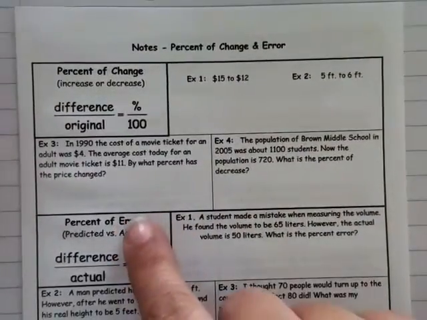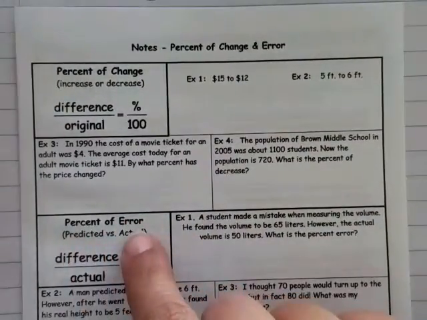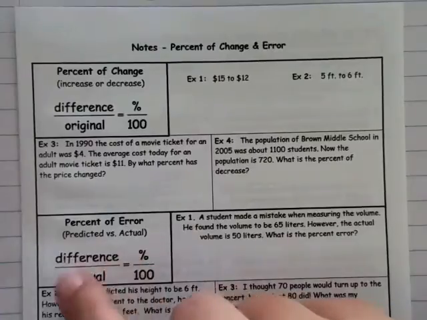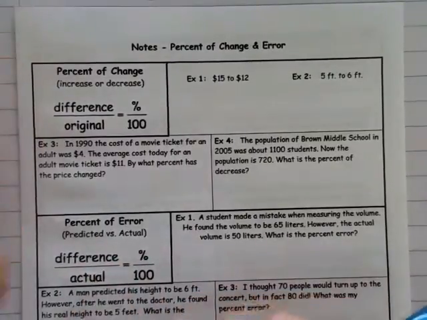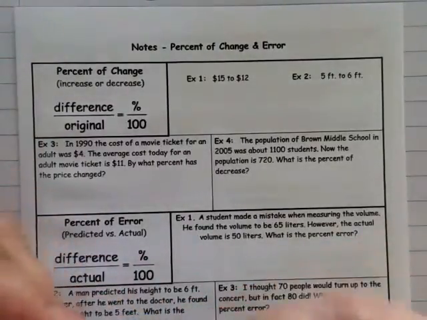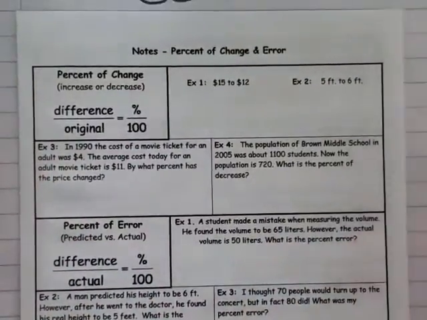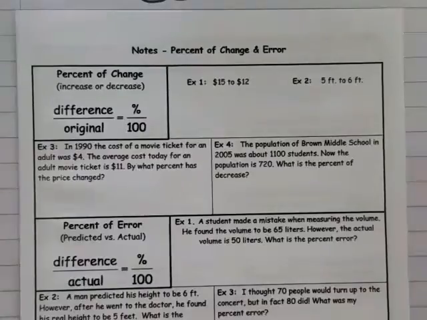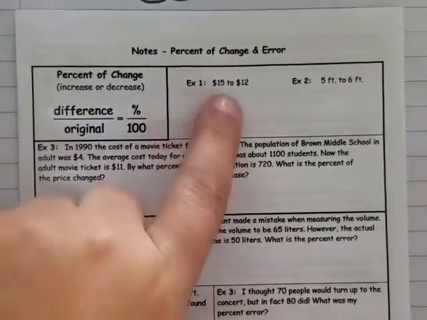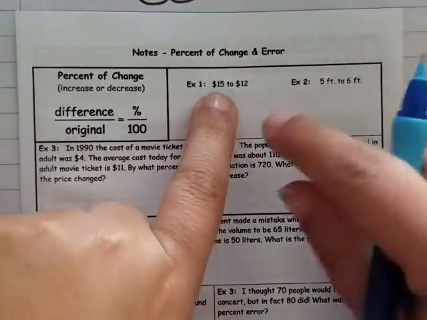When we get to percent error, so predicted versus actual, you again find the difference and then you divide it by the actual, so what actually happened in some kind of experiment or some kind of estimation. So let's practice some of these together, and then you'll do some on the inside on your own for independent practice. So this first one, $15 to $12.